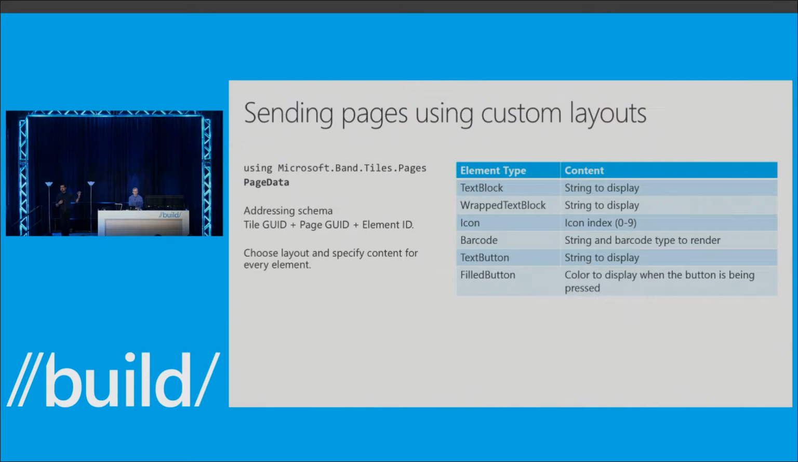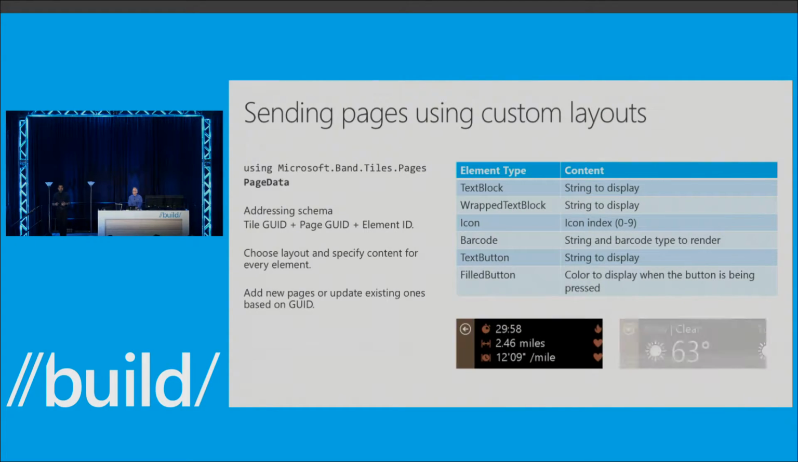So if a layout had 3 text lines and an icon, all you have to do is say, okay, I'm going to use this layout, and then you specify your 3 text lines, whatever lines you want to show up. You specify the index of the icon, which is one of the 10 icons that you've created before, and then you have a page. Once you have a page, you add a page to your tile by specifying a page GUID. If a page GUID already exists inside of your tile, you're essentially updating the contents of that page inline.